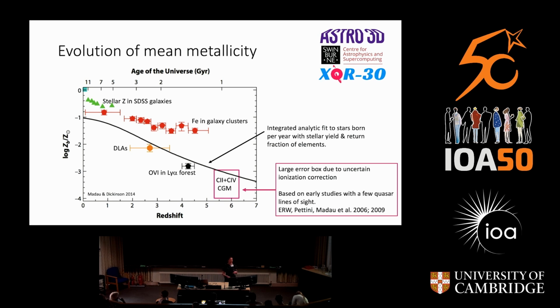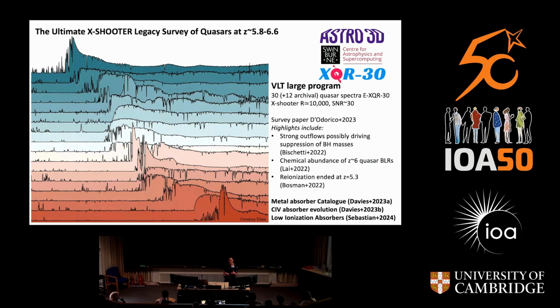And so there were a number of us working in the field at the time who decided that it was time to do a large program using X-Shooter on the VLT. So we got together, we've got now 42 quasar spectra. They've got excellent signal to noise, a resolution of 10,000, where you can really go after all of these metal lines and get a really quite good sample of these metal absorption lines.